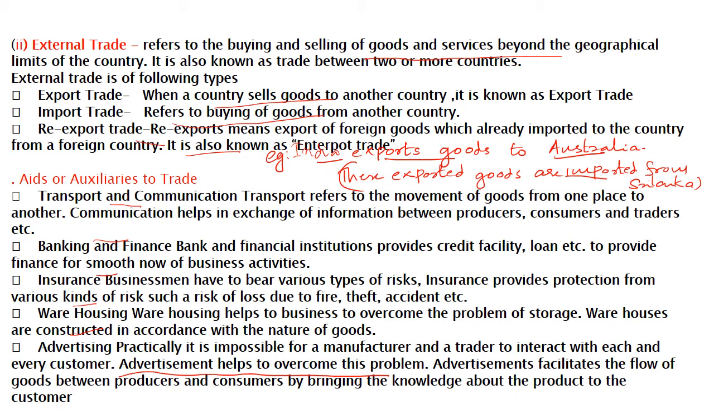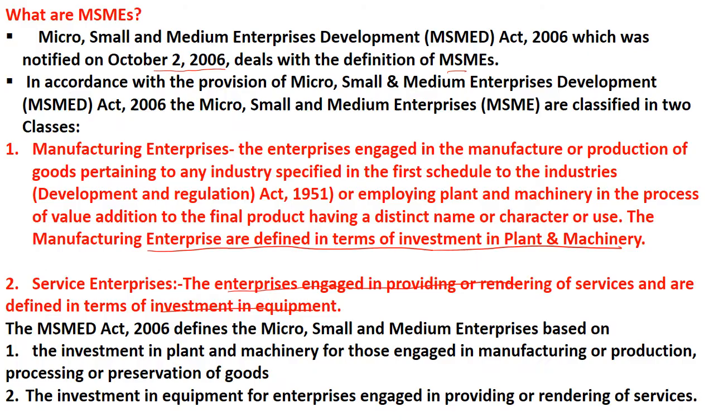Then advertising. Advertising is one of the most important factors. Through advertising only we get to know about the products that are available in the market. So advertisement facilitates the flow of goods between producers and consumers. How? By bringing knowledge about the products to the consumer, right? So these are the facilitators of trade: transport and communication, banking and finance, insurance, warehousing, advertising.